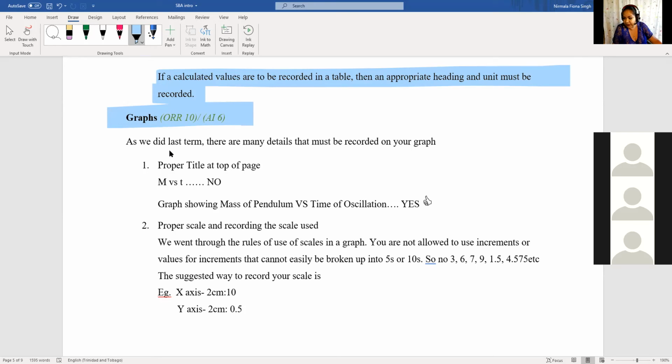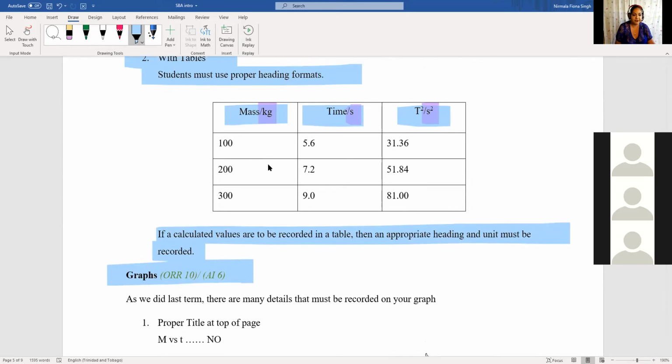Darian is asking why we need time squared. That was needed in that specific lab. You will see why we have to do things in specific labs, because sometimes when we get tables, we have to calculate things in other columns. So you will see when we do the lab, when we have to do calculations that apply to the lab. This was just an example.